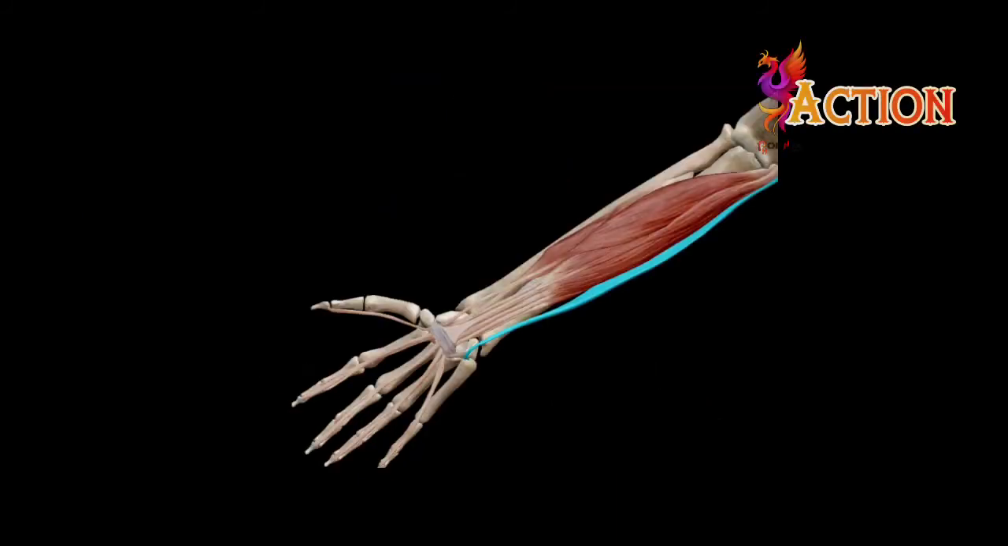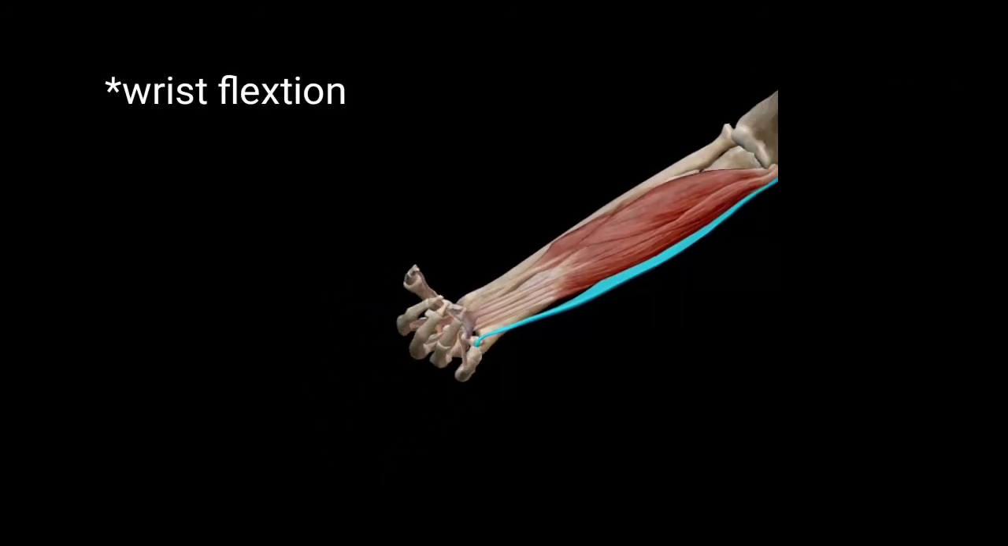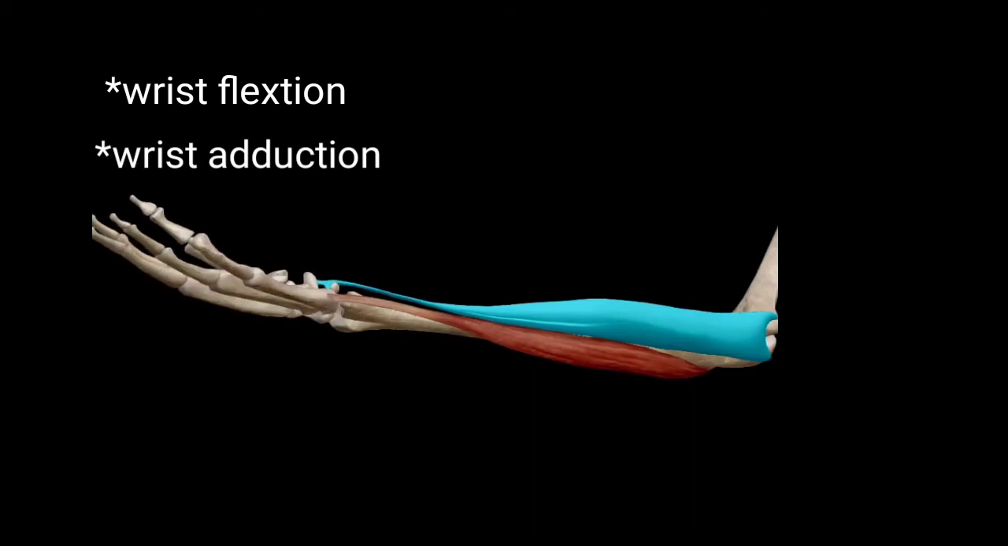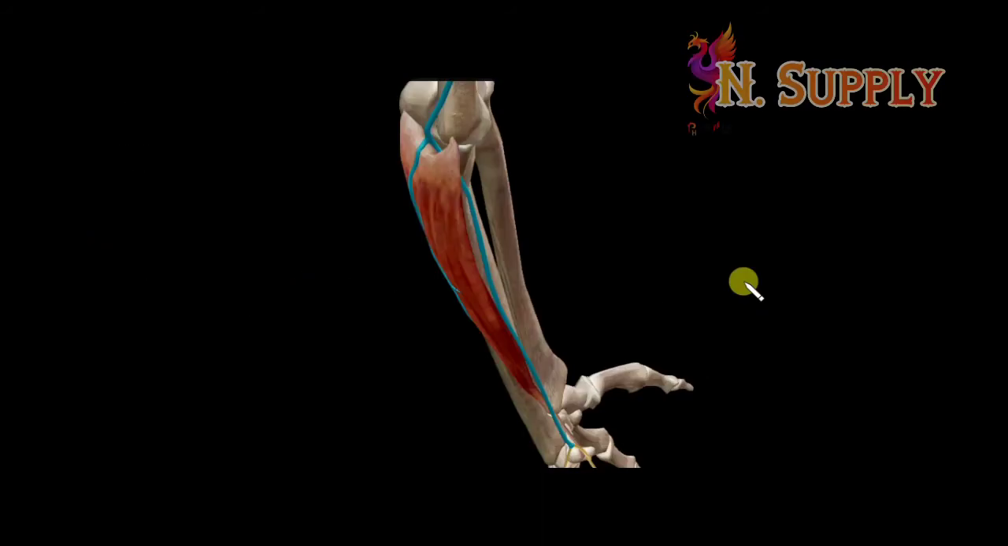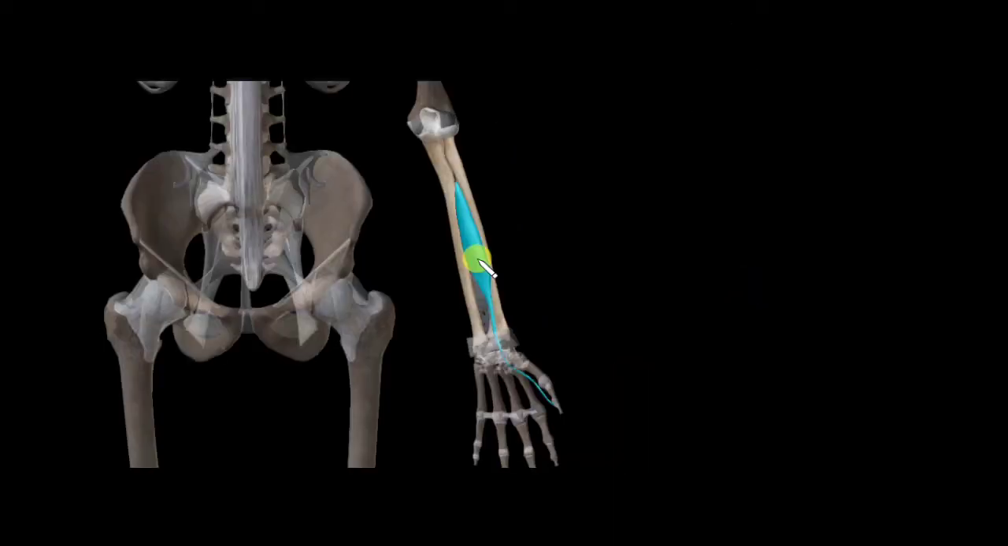Action: wrist flexion, wrist adduction. Innervation of flexor carpi ulnaris is the ulnar nerve. خلصنا superficial muscles of the front of the forearm. ندخل على deep muscles ونبدأ بالفليكسور pollicis longus.